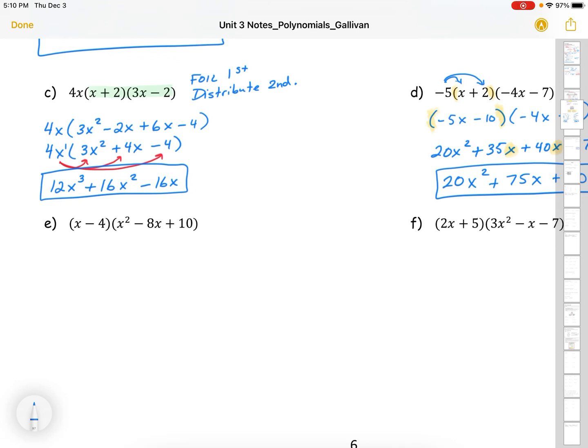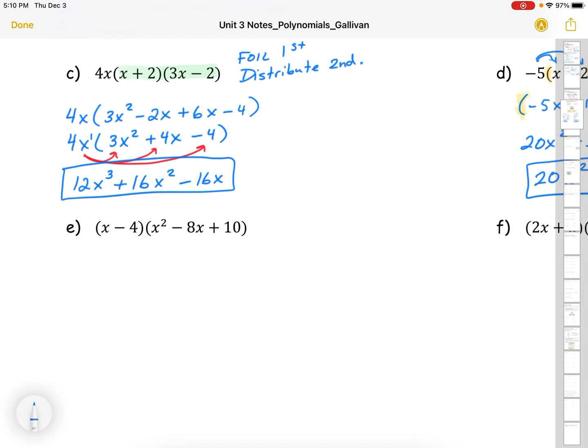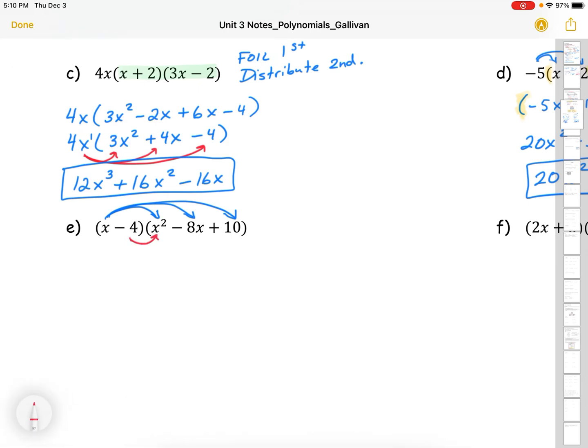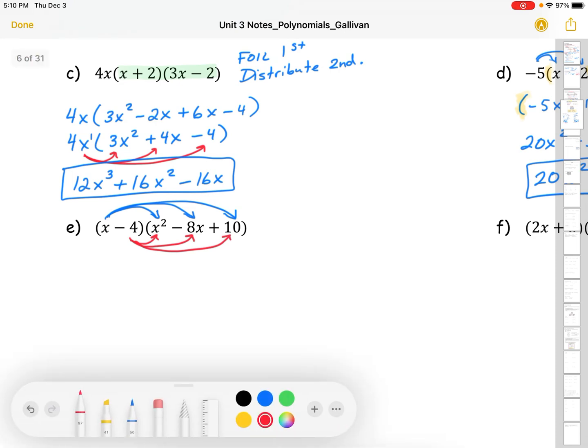4x, so here the big thing is we now have trinomials. So with trinomials, you just have to make sure that you've multiplied everything by both terms. So there's the blue ones, and then there's the red ones. So I should expect after my first multiplication to have 6 terms.